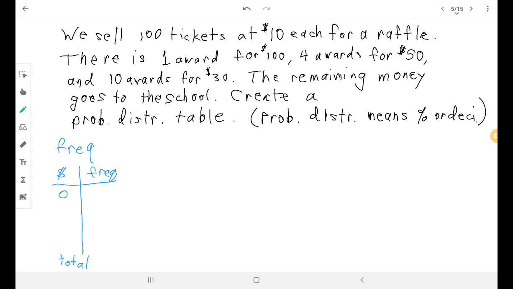So our total is, we've got 100 tickets, right? So then we have to take away each of these. We're going to pull 1 ticket for that, 4 tickets for that, 10 tickets for that. That looks to me like 15 tickets, leaving me with 85 tickets. So 85 times, the 85 of the tickets that are in the drawing don't get drawn, right?